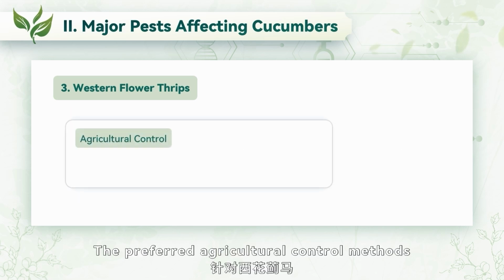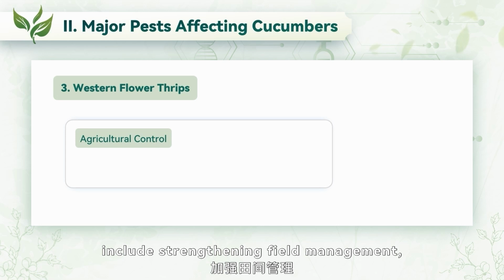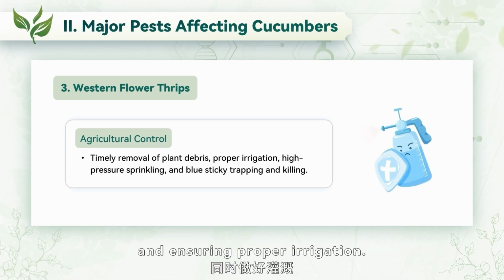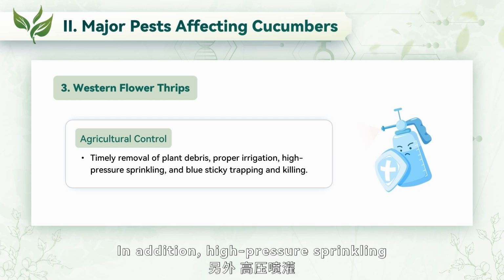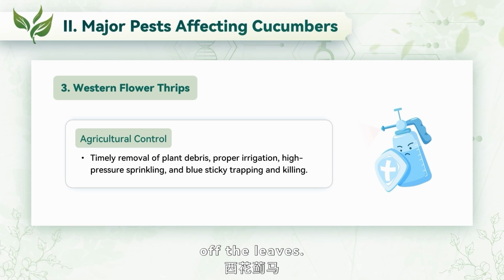The preferred agricultural control methods for western flower thrips include strengthening field management, timely removal of plant debris, and ensuring proper irrigation. In addition, high-pressure sprinkling is effective in driving western flower thrips off the leaves. Physical control methods, such as using blue sticky traps to lure and kill the pests, can also be employed.